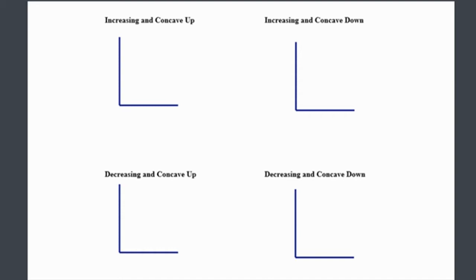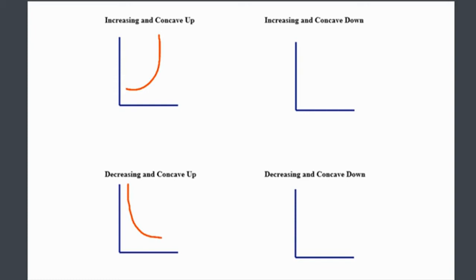As it says, the first one is increasing, which means it'll be going up. But the graph is also concave up. Now, the only way to draw a graph that's increasing and also concave up would be like this. If you look down at the second one, now the graph is decreasing but also concave up, so essentially it's the other half of the parabola. This graph again is decreasing but it's concave up.